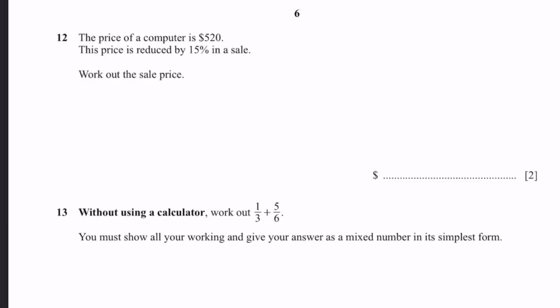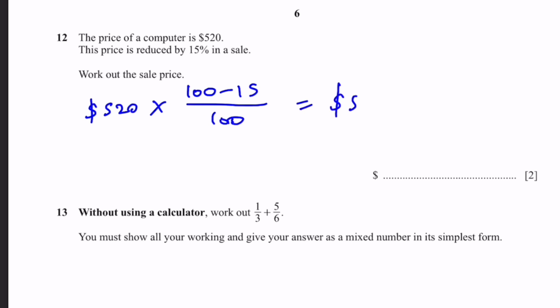Question 12. The price of a computer is $520. The price is reduced by 15% in a sale. Work out the sale price. What we can do is 520 multiplied by 100 minus 15 by 100, because it's a percentage. Now we can get this as 520 multiplied by 85 by 100.